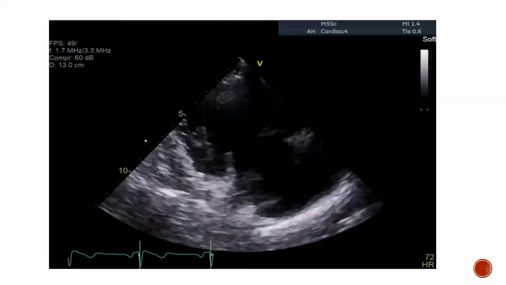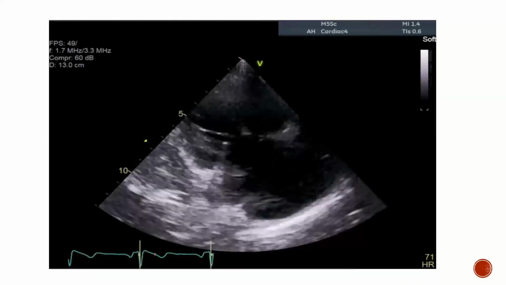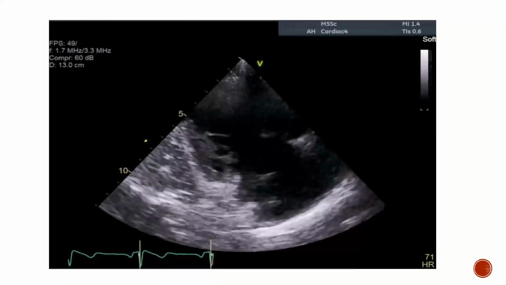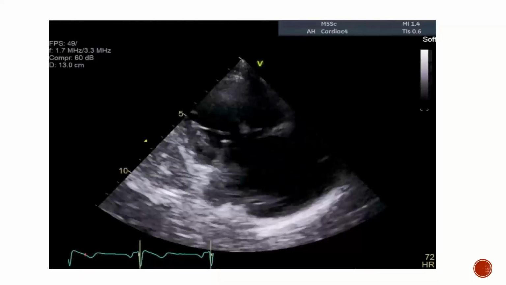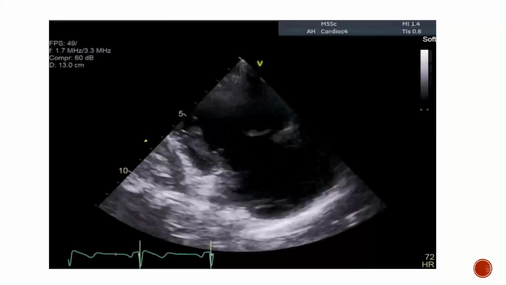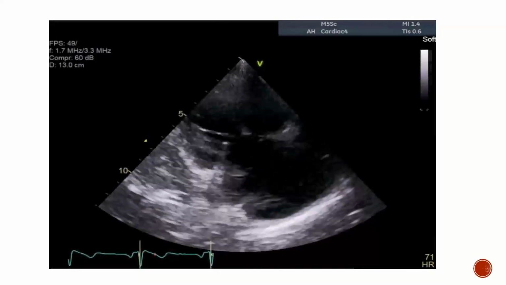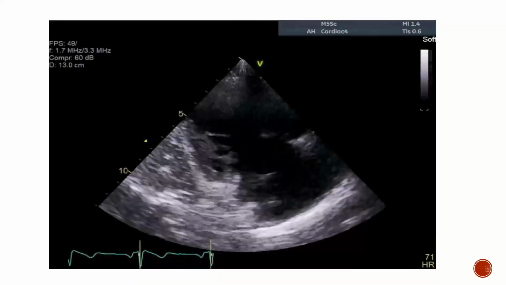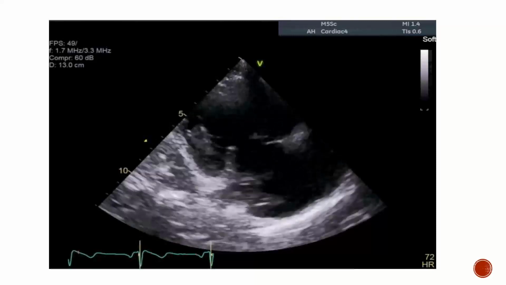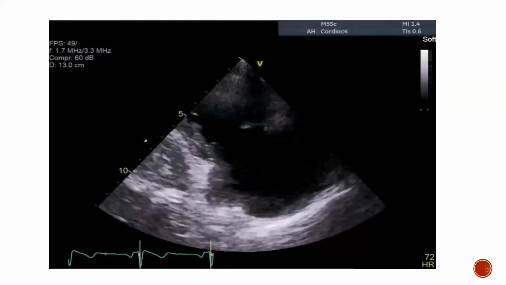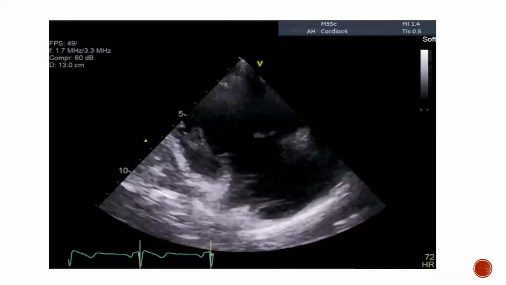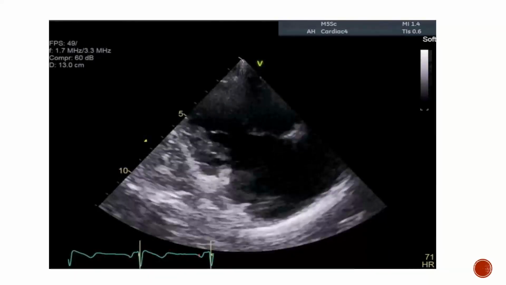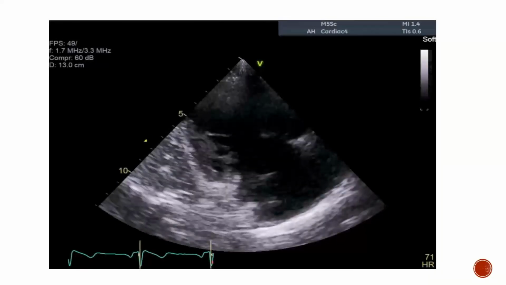So this is the last case. So I'll just go ahead and talk about this case. So this is a parasternal RV inflow image. And what you can see here is the tricuspid valve. What's striking about this tricuspid valve is the thickening of the tricuspid leaflets. They look retracted and immobile, and they are in a semi-open position with a large coaptation gap.